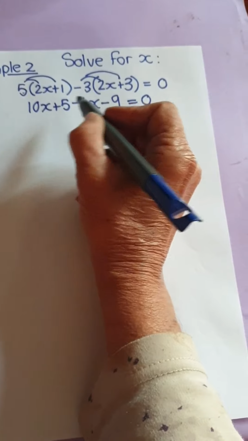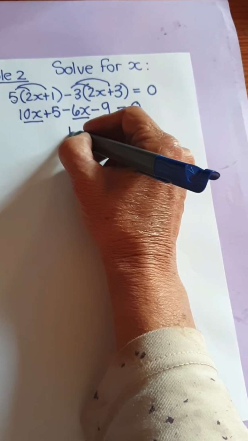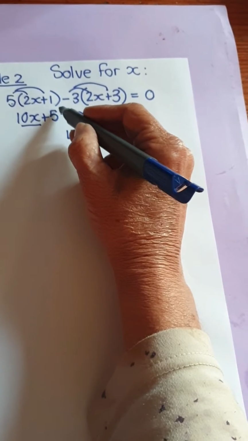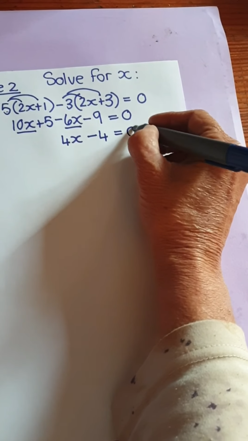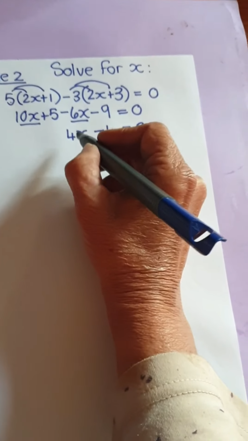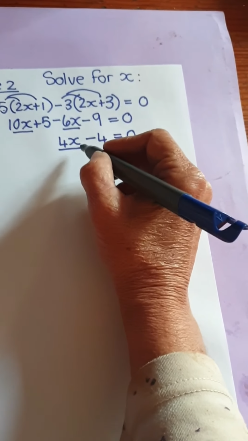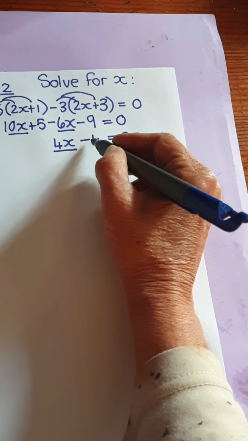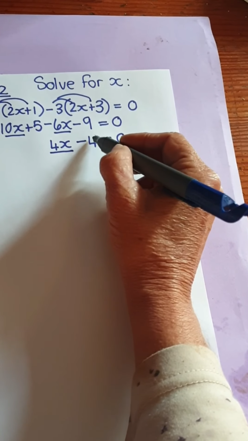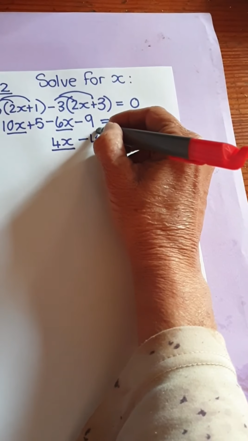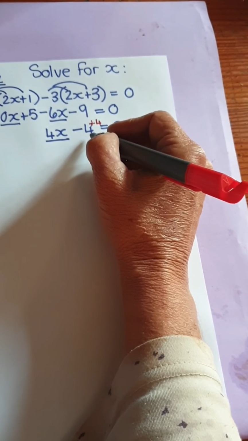So I simplify further because here I have like terms. I can add 10x and negative 6x. That will give me 4x, 10x minus 6x. And I can add 5 to negative 9, which is going to give me negative 4. And all of that must still be equal to 0. So I want to isolate the unknown. The term with the unknown is this term, 4x. I want it alone on this side, which means I don't want minus 4 here. So now I'm going to use inverse operations. To get rid of negative 4, I'm going to add 4 on the left-hand side because negative 4 plus 4 is going to give me the 0 I want here.